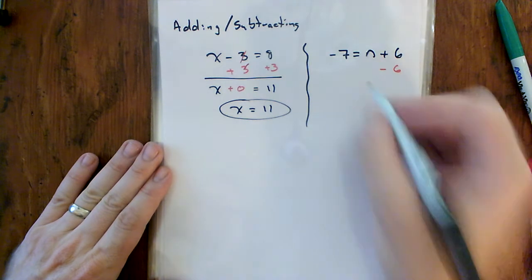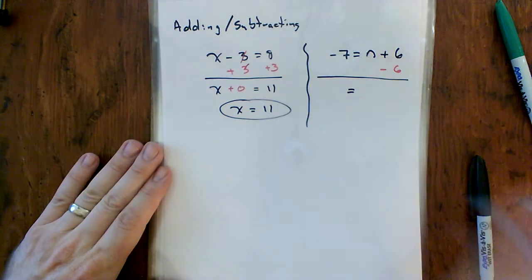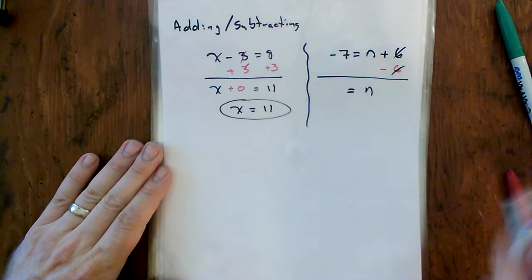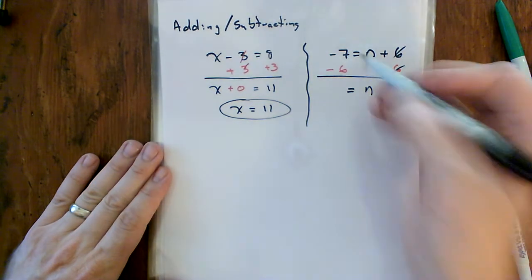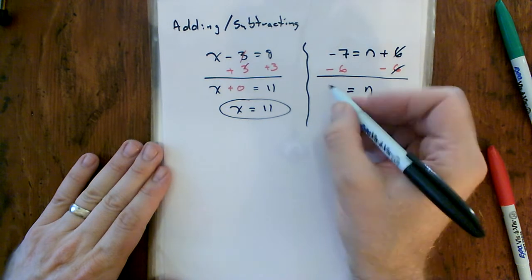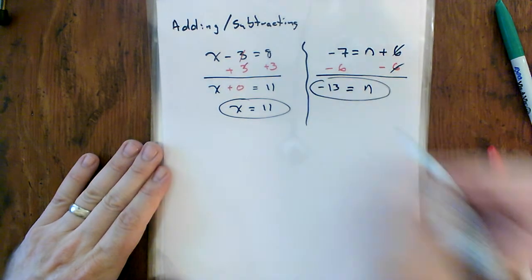But what I do to one side of my equation, notice that my equal sign just stays put. What I do to one side of my equation, I do the same thing to both sides. -7 plus -6, negative plus negative is going to be a larger negative. It's going to be -13, and we're done.